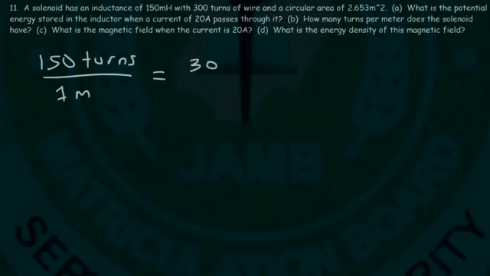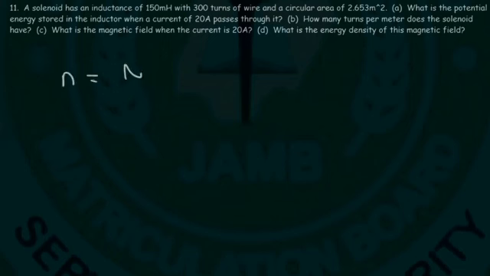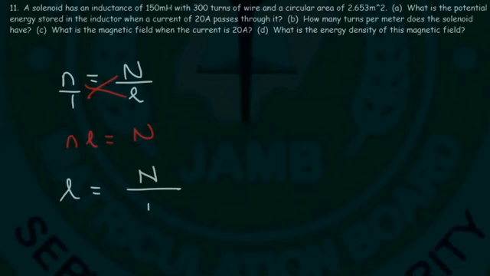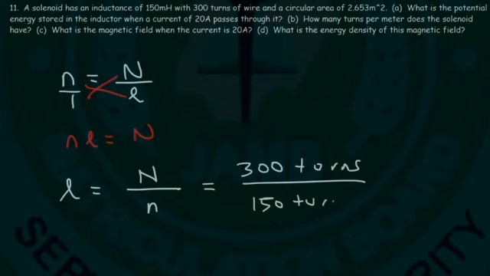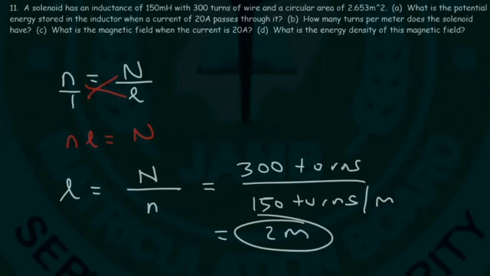You can also use the equation to get the same answer. We know that lowercase n is equal to capital N divided by L. So let's put this over 1, and let's cross multiply. So nL is equal to capital N, which means that the length is equal to the number of loops divided by lowercase n, which is the number of turns per meter. So there's 300 turns in the entire solenoid, and there's 150 turns per meter. So 300 divided by 150, excuse me, that's going to give us 2 meters. So that's the length of the solenoid.